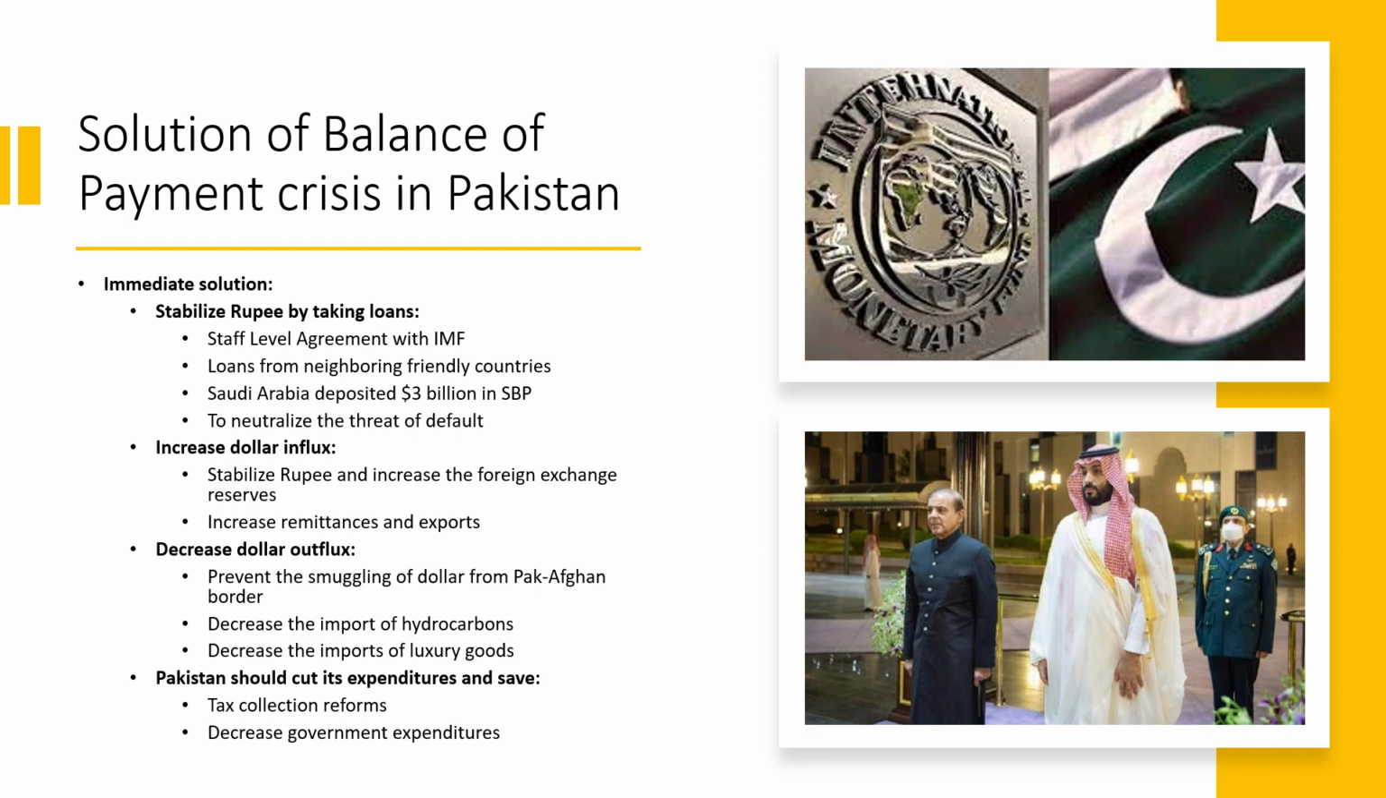Now we would study the solution of this crisis. Well, first we would study the immediate solution. The first immediate solution that the government of Pakistan should adopt is stabilize rupee by taking loans. Well, this might sound funny, but this is the immediate solution, and we do not have any other option. Pakistan should stabilize rupee first of all by taking loans. Pakistan should reach a staff level agreement with IMF. It should take loans from neighboring countries also.